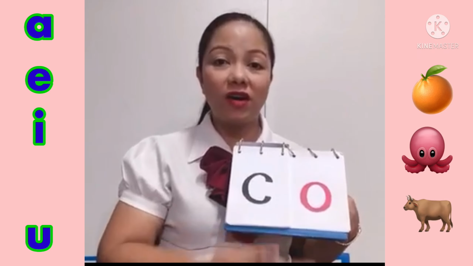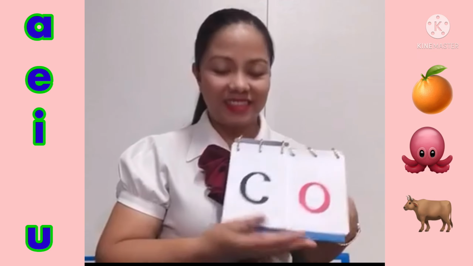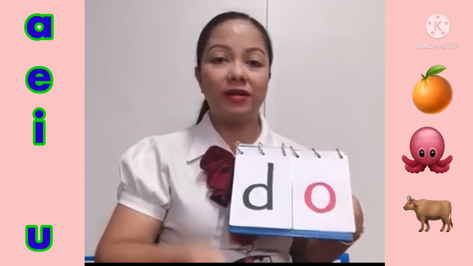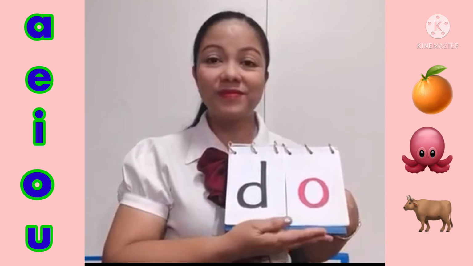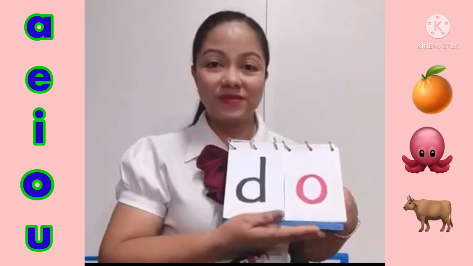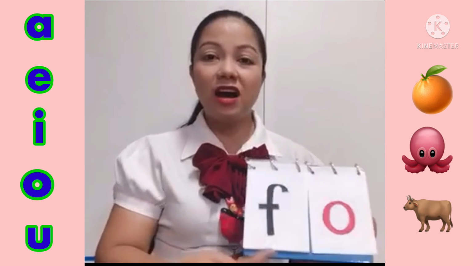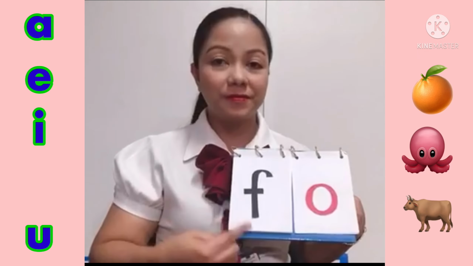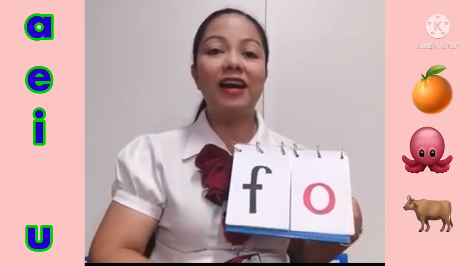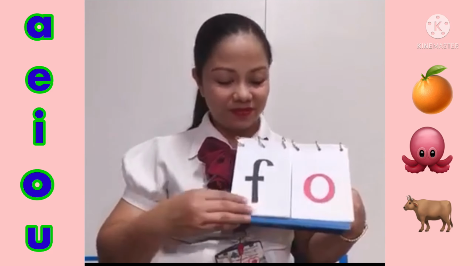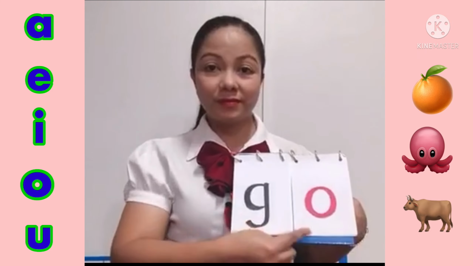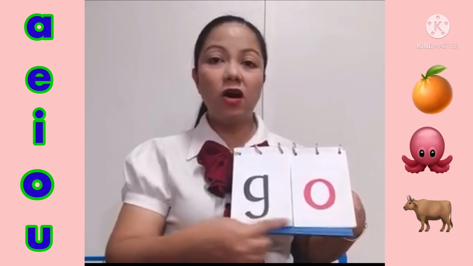O, ko. Very good. Next is D, O, do. D, O, do. Very good. F, O, fo. F, O, fo. Very good. G, O, go. G, O, go.